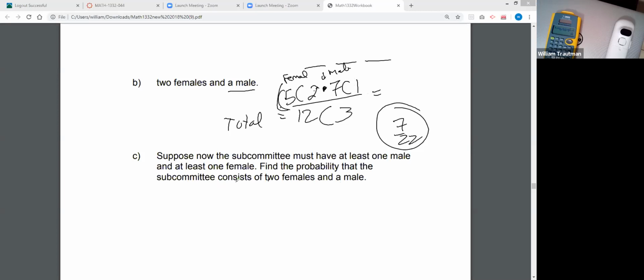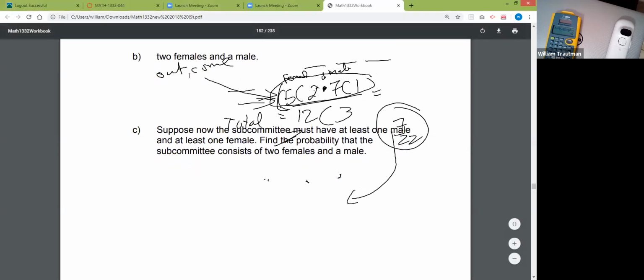Find the probability that the subcommittee consists of two females and one male. Didn't we just do that one? Oh, they wanted to know how many outcomes. If they said outcomes, then this is just the answer. But probability, so we actually answered part C. Probability is 7 out of 22. If B just says the outcomes, then it's just this many outcomes over the total. So we're okay on this. The question's a little weird because they don't explain it fully.